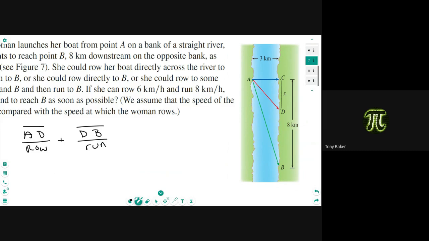So how do we figure out AD? What's that length? What did we do in the last one when we figured out AB? We used what? Yeah, so we're going to use the Pythagorean theorem again. Only difference is I don't know one of the sides. One of the sides is going to be x. So AD is going to be the square root of 9 plus x squared, right? And we're going to divide that by 6 for rowing.